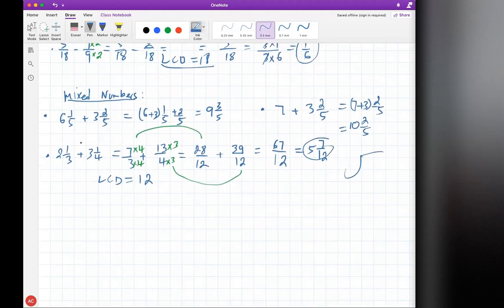So every time you add or even subtract mixed numbers, sometimes it can be easy like this, quick. If you notice it, you can use it. If not, this always works. Whether it's addition or subtraction, you can always convert into fractions first, then find the LCD. Let's do one with subtraction.